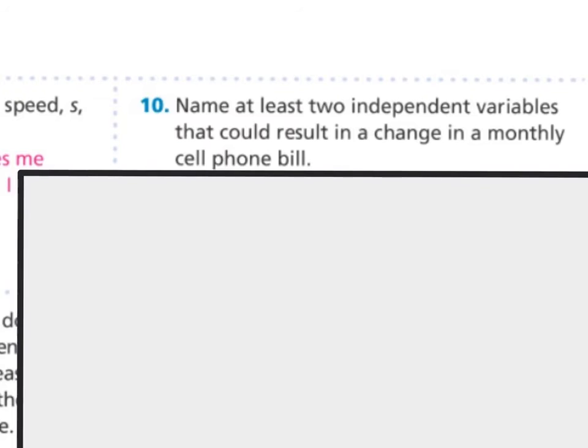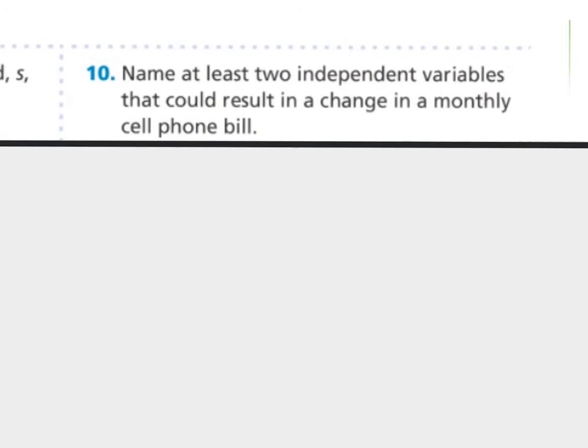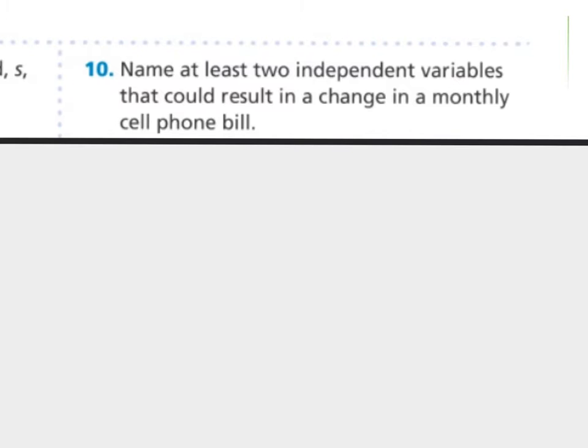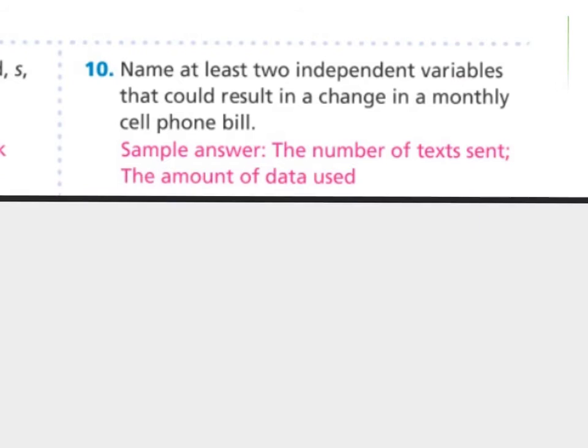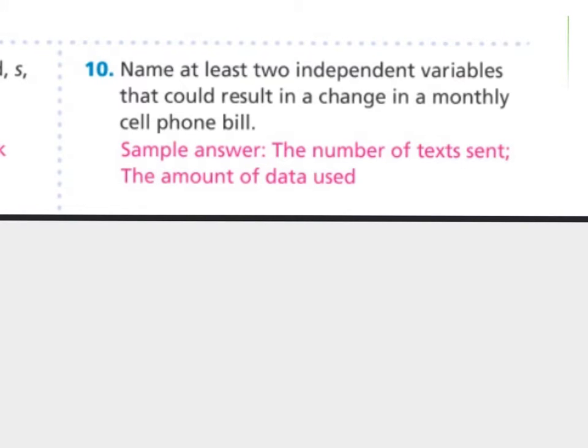Number 10, name at least 2 independent variables that could result in a change in a monthly cell phone bill. Some different options, and you can see some of this is becoming a little dated: number of texts sent and the amount of data used. Other options mentioned included how many phones were on the plan and how much you're using it, which kind of goes along the same lines.